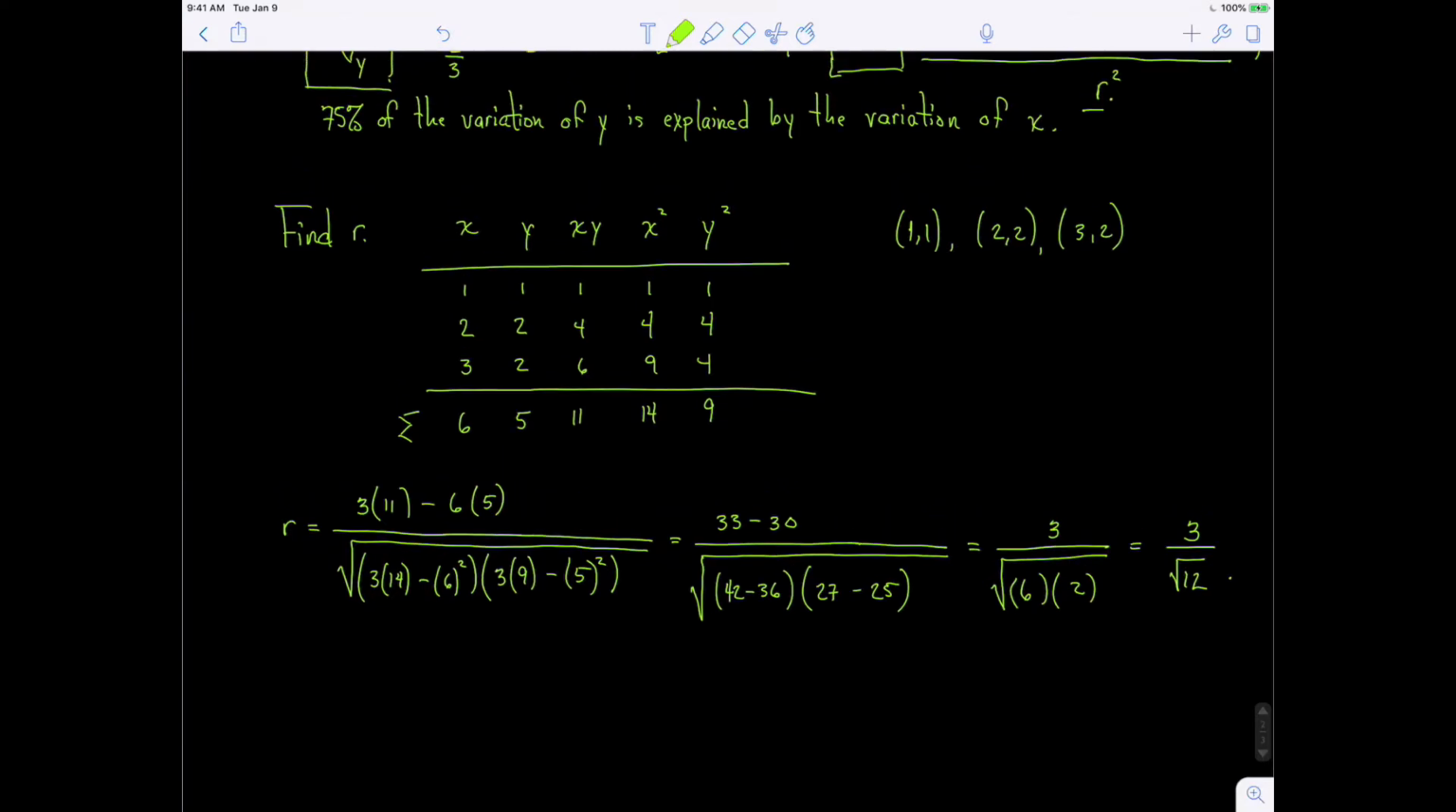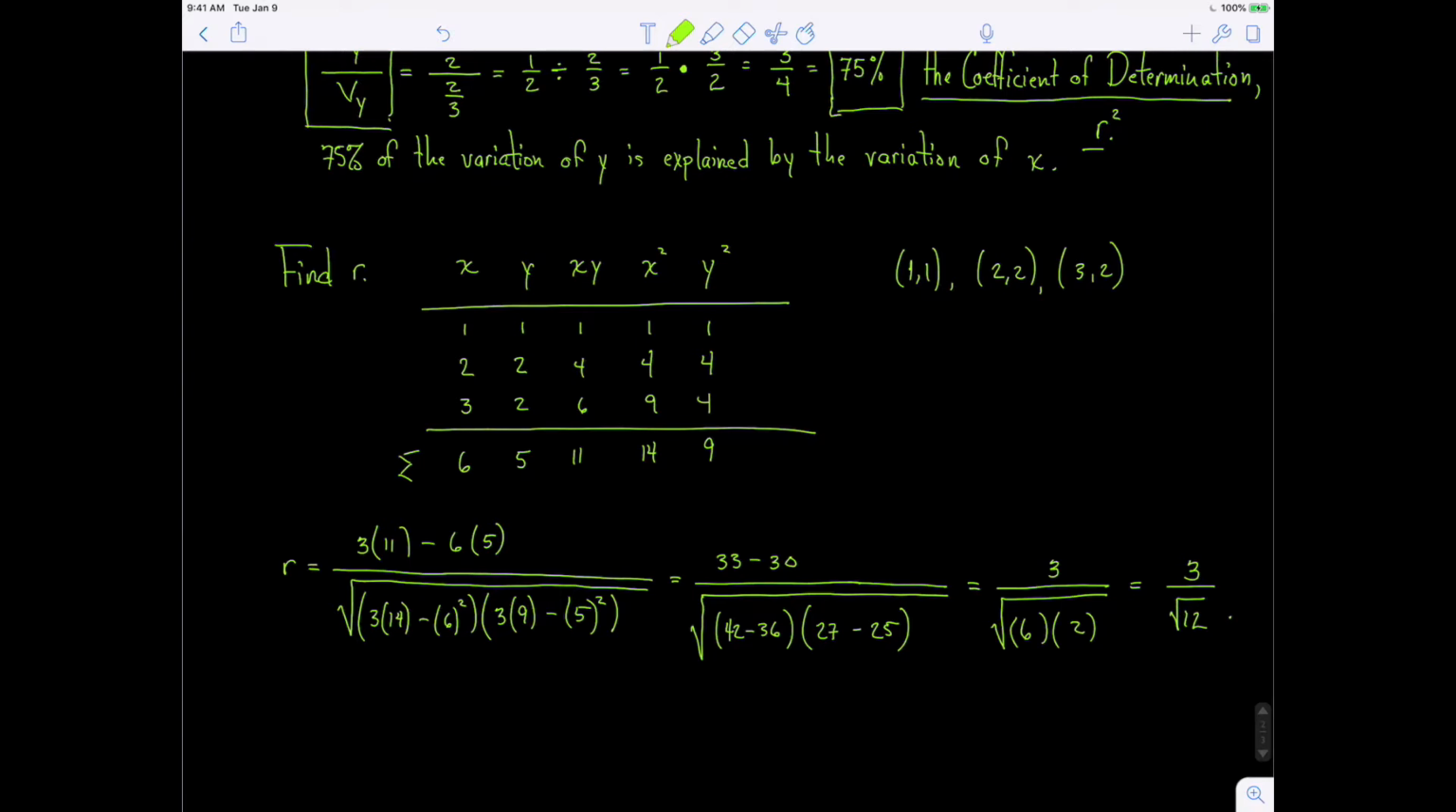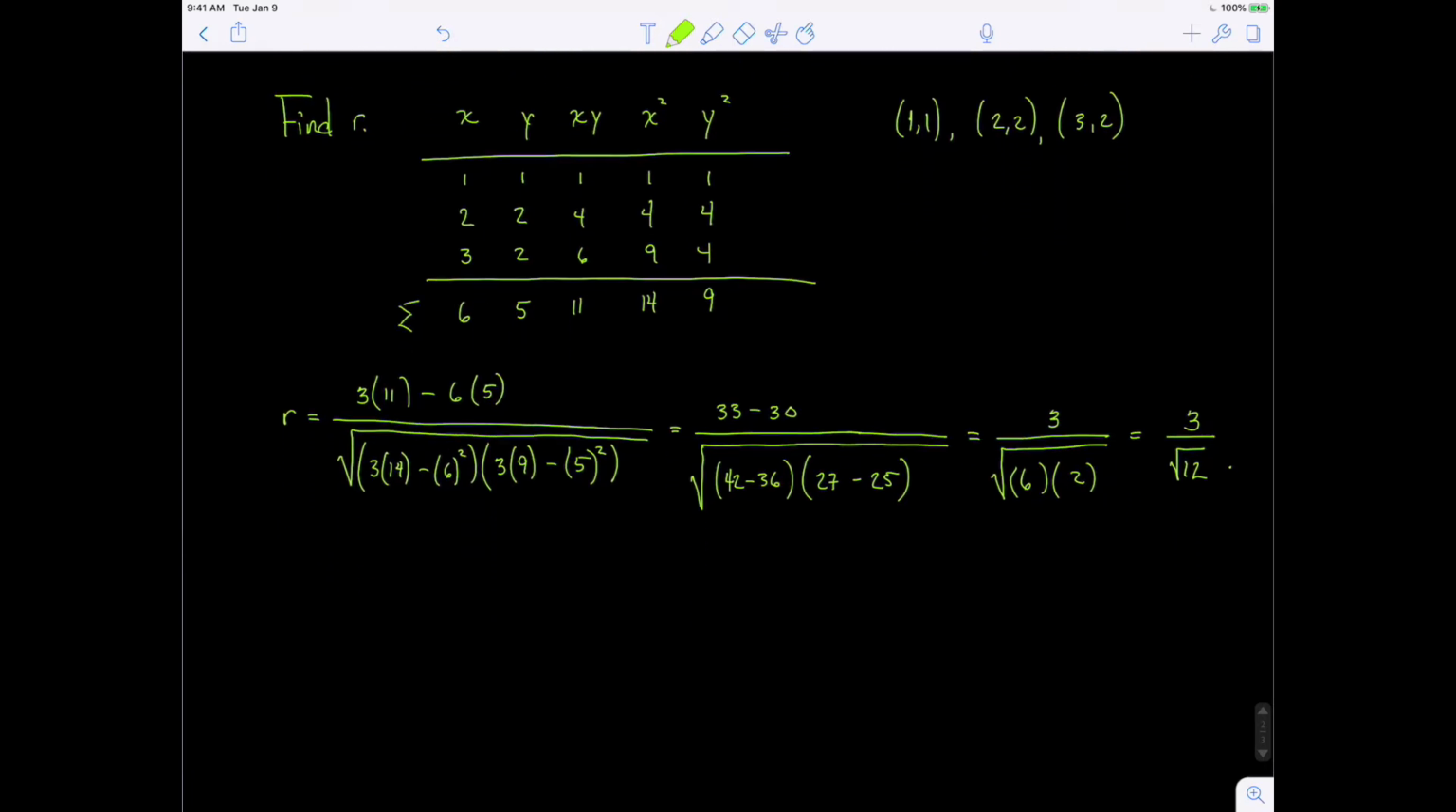Now, let's go back and look at this. The name of the coefficient of determination is r squared. So my question is, is it really that simple? That if I had r, I could find r squared, the coefficient of determination, by just squaring r? Well, let's check. If I take the value of r, we're going to square it. That means we take 3 over the square root of 12 and square it.